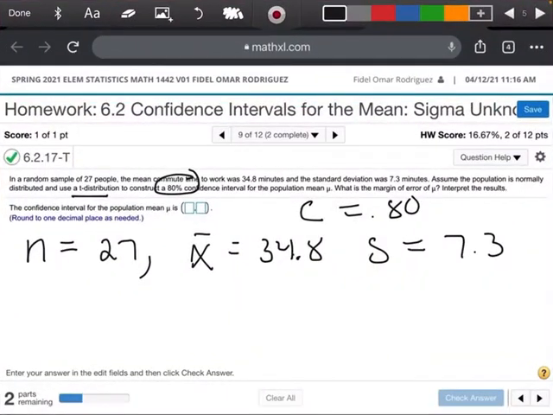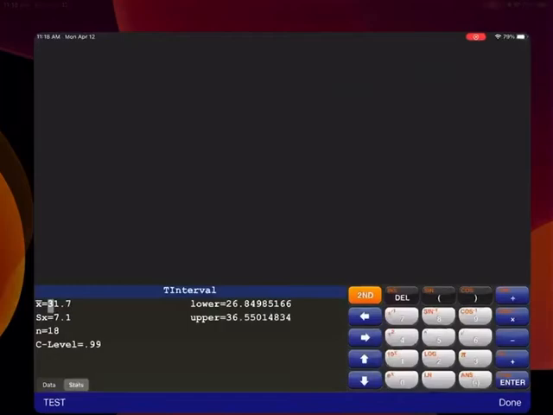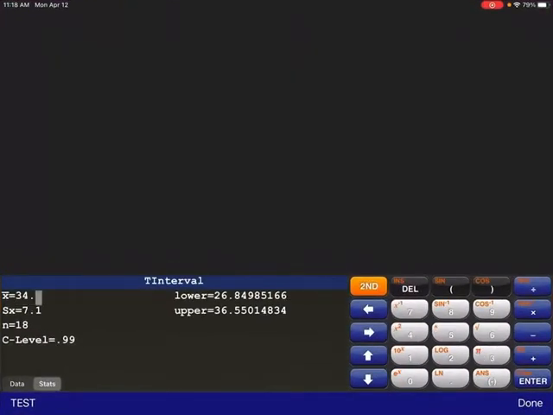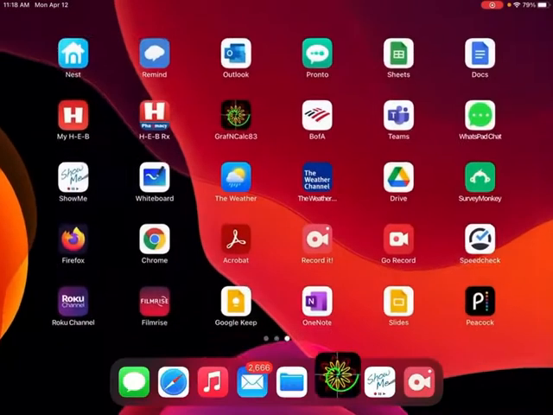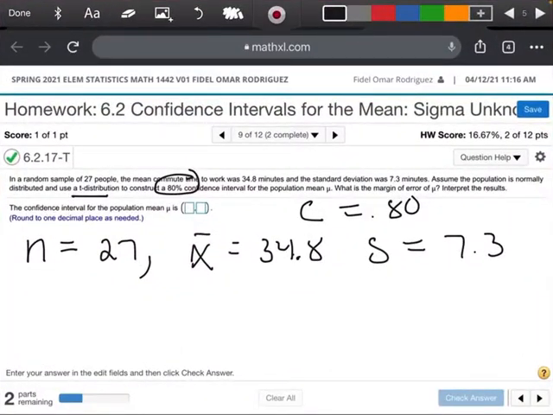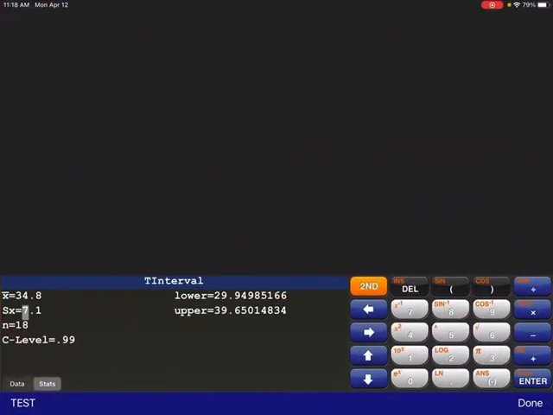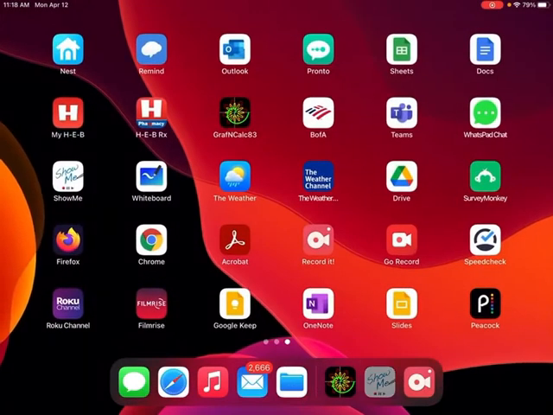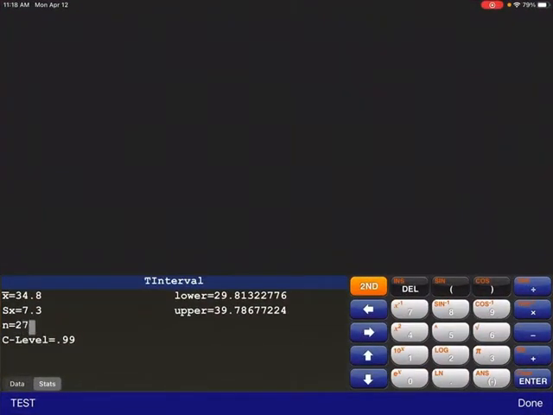Okay, so 34.8. My s was 7.3. My n was 27, and my confidence level is 0.80. Okay, and then now I can just move up and down, and I can see my lower bound is 32.95. My upper bound is 36.65.